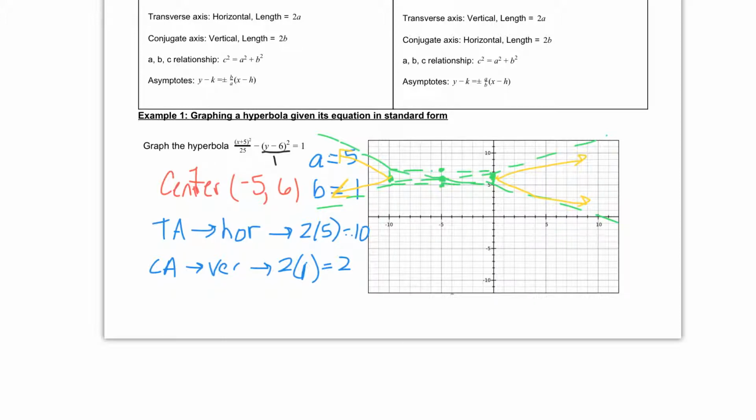So I'd go 1 in either direction and plot that point, and that should form your hyperbola for you. So that's all you have to do when you're doing it on Alex. Questions, let me know.